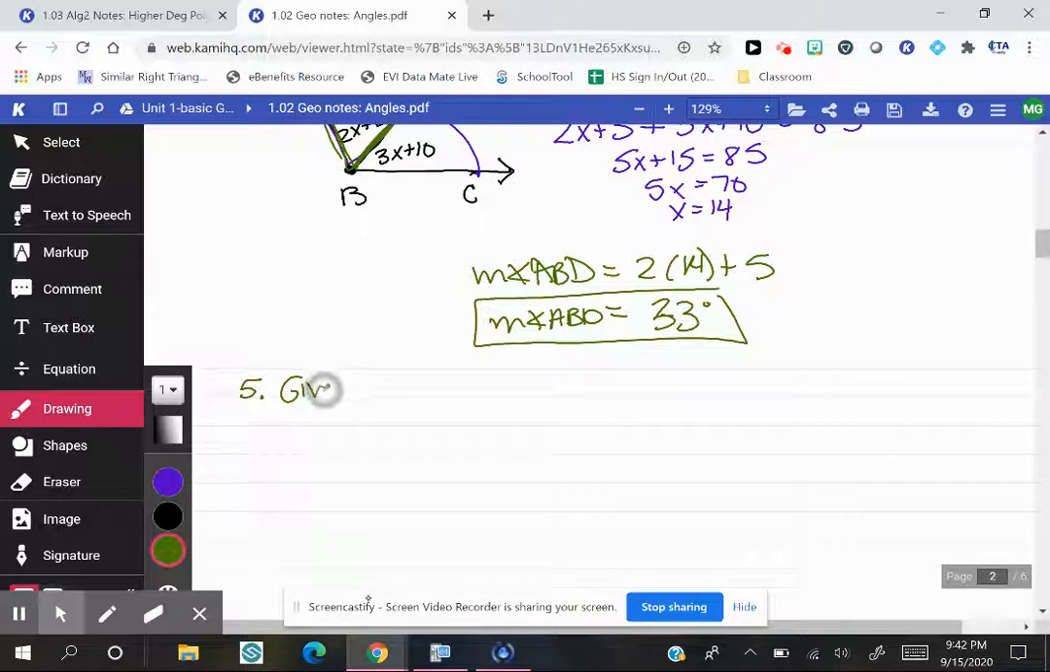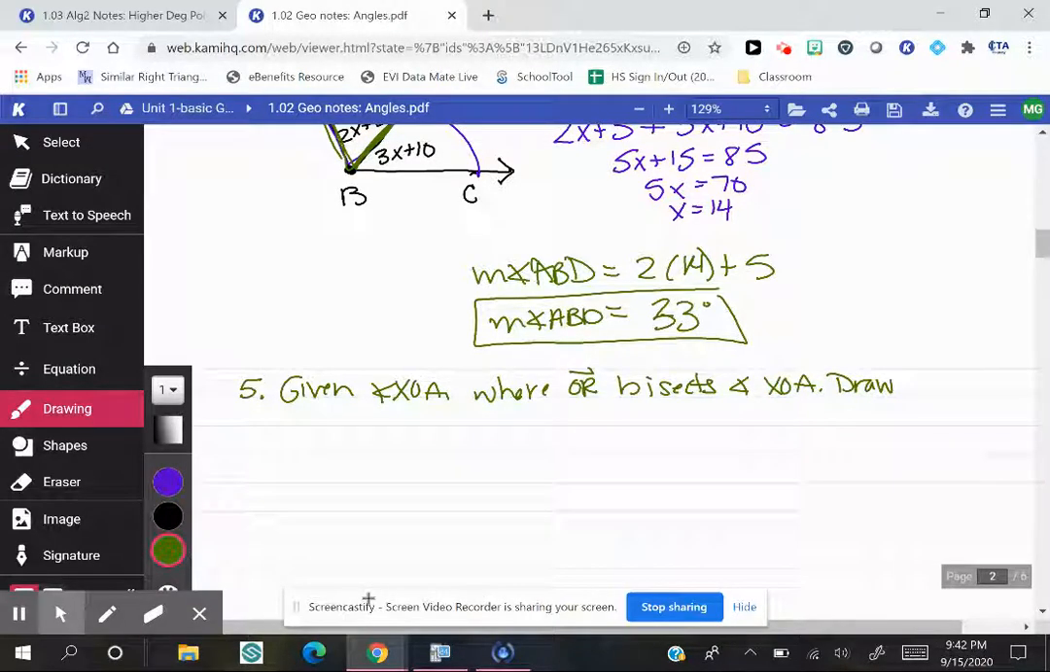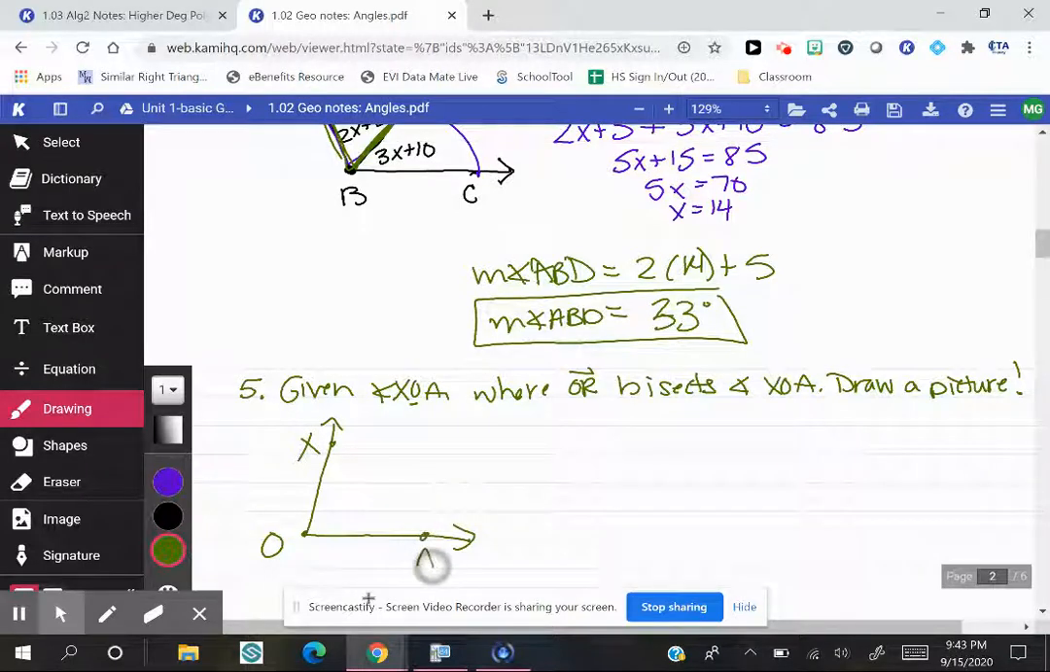Next one, we're given that angle XOA, where ray OR bisects angle XOA. And of course, very helpful always in geometry to draw a picture. So we're given angle XOA. The middle letters always are the vertex. So the X and the A, it really doesn't matter which sides we put those on. OR bisects that angle. So it starts at O and it goes up.